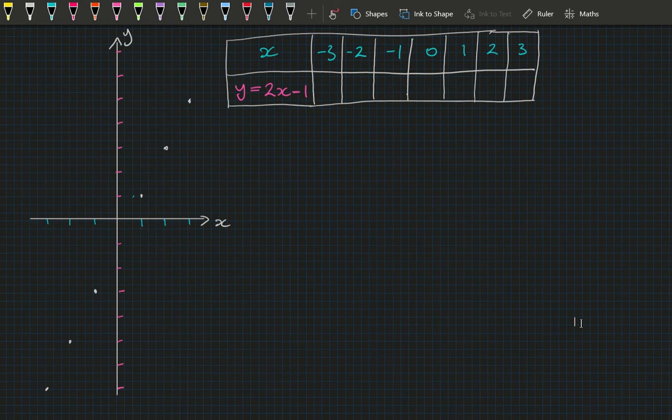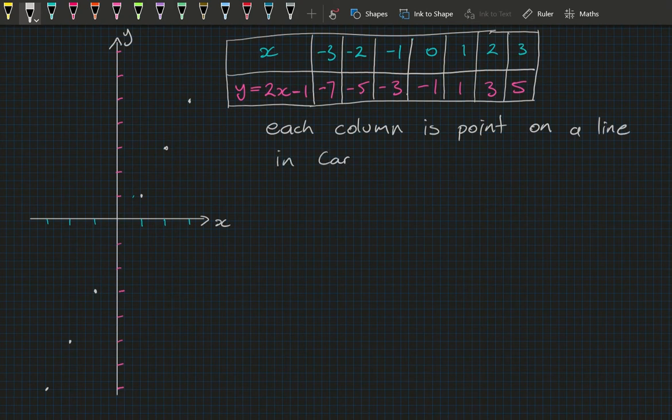So for example, when x is equal to minus 3, y will have to equal 2 times minus 3 minus 1, which is minus 7. And doing the same thing when x is minus 2, minus 1, 0, 1, 2 and 3, we can see that y will be minus 5, minus 3, minus 1, 1, 3 and 5. And we know that each column will become a point on the line in Cartesian coordinates.